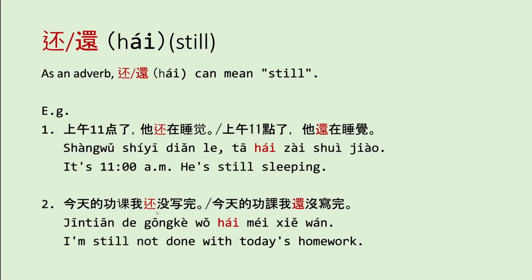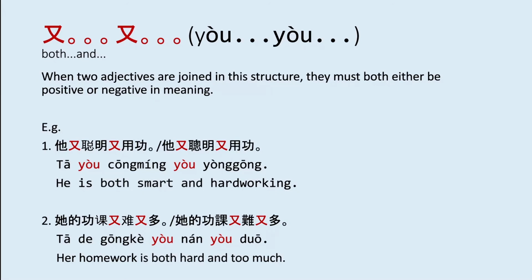But if you add 还 and you say, I'm still not done with today's homework, then it gives off the feeling that you're still working on it and you're probably going to turn it in later. The fourth and last grammar point in Chapter 14, Dialogue 2 is 又...又..., and it means both and. So when you're using this grammar, both of the adjectives that you put have to be positive or negative. The first example is positive, and then the second example I have is negative.